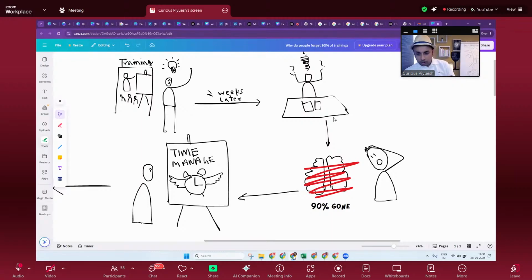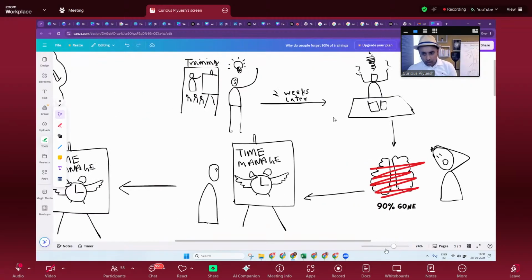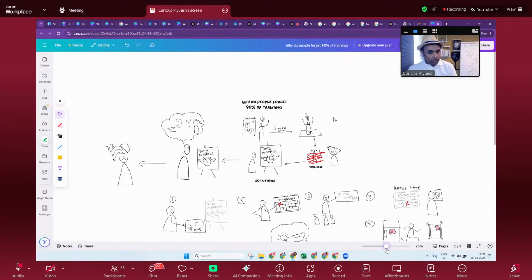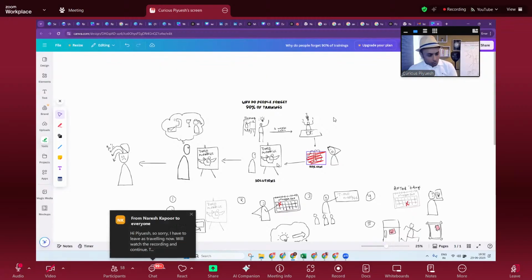Let's say you attended a time management workshop. You take notes, nod along, but then life takes over. Emails, deadlines, distractions, your notes lost in a drawer. Okay, so this is done. Now see how fast it is. And now I'll be including all the points here. In fact, this whole story has to come here.